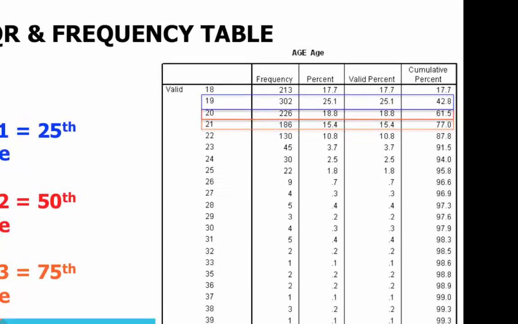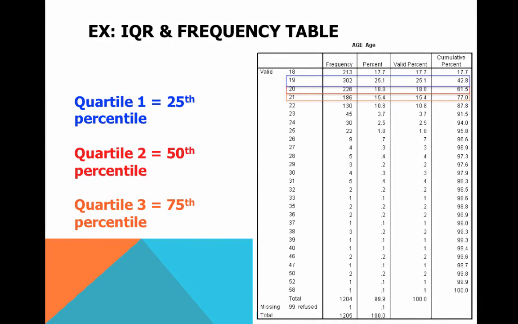So now that we've identified Q1, Q2, and Q3, we can simply calculate our interquartile range. Interquartile range, 21 minus 19 equals 2. So we have an interquartile range of 2. The middle 50% of these 1,204 students is 2, a range of 2 years.